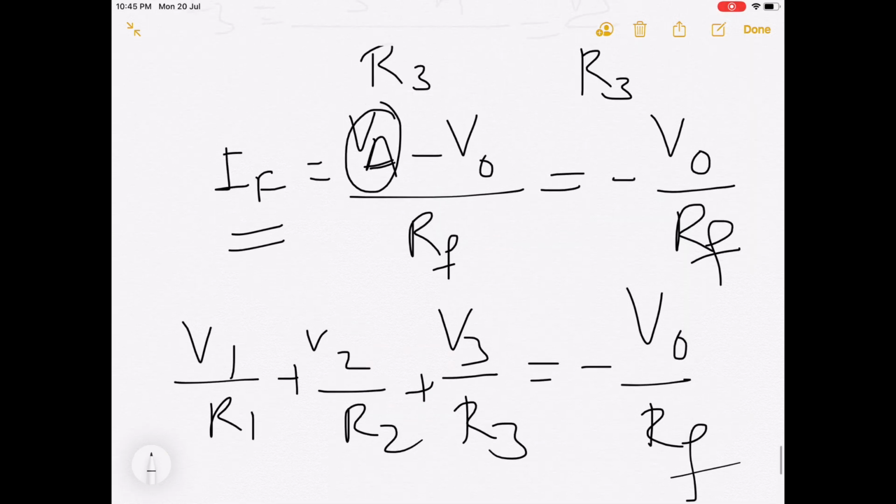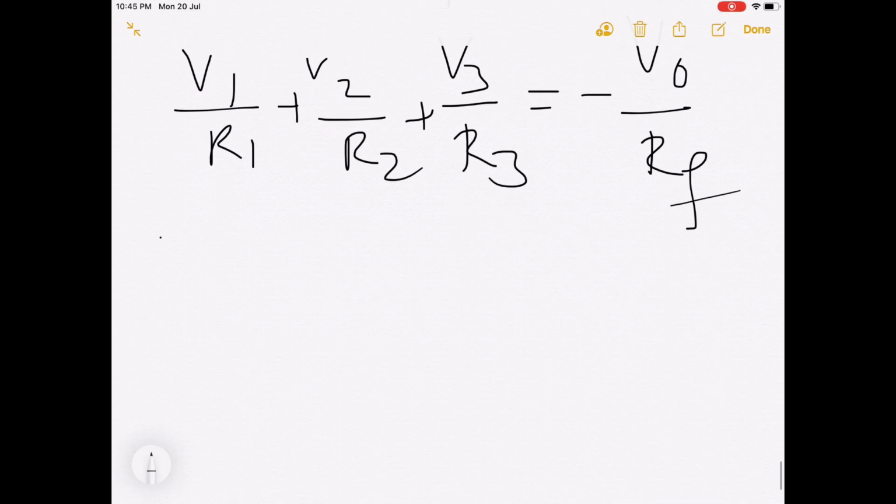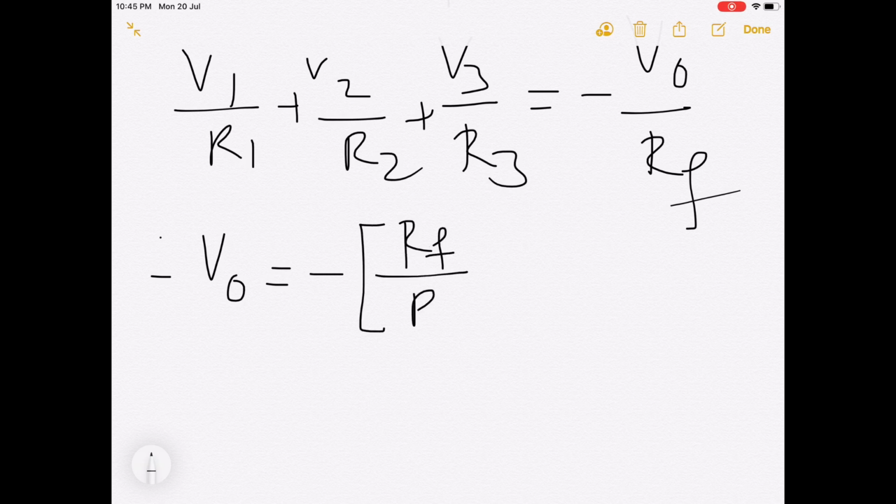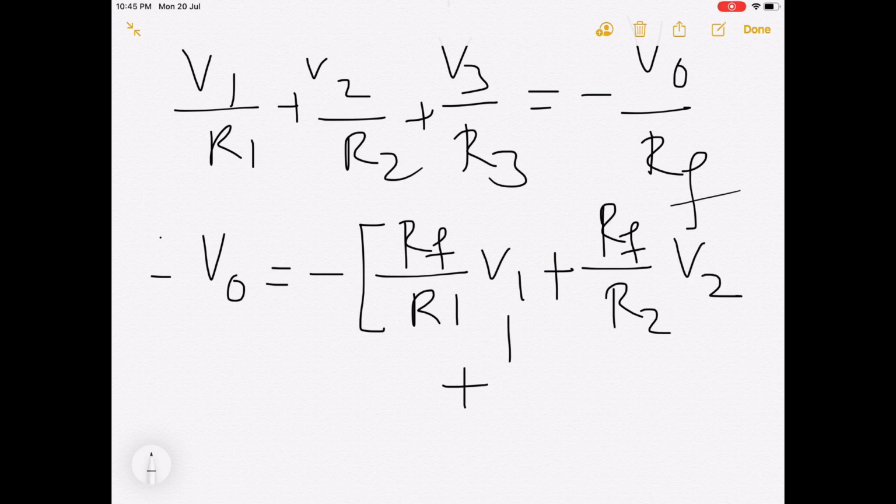IF current, this IF current we have inserted here. So, it becomes minus VO divided by RF. Therefore, by solving you will get VO is equal to minus RF upon R1 into V1 plus RF upon R2 into V2 plus RF upon R3 into V3.